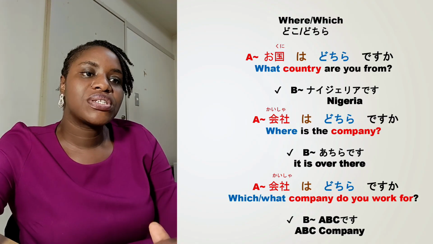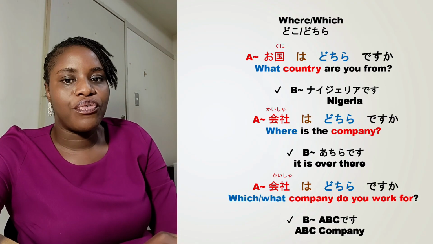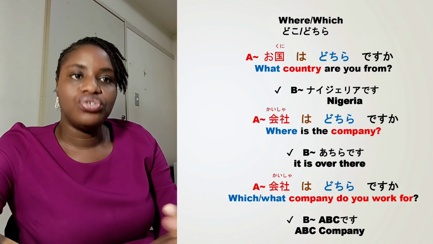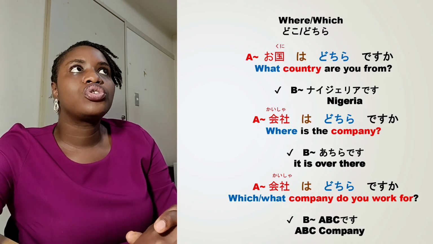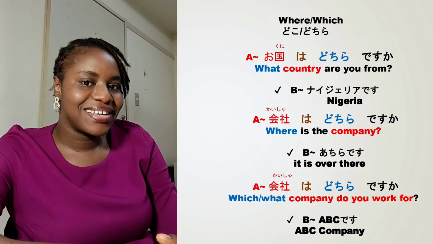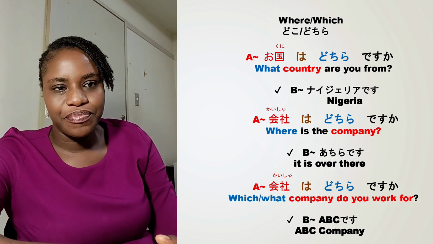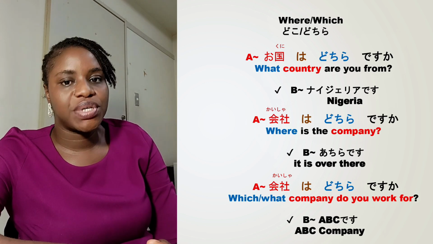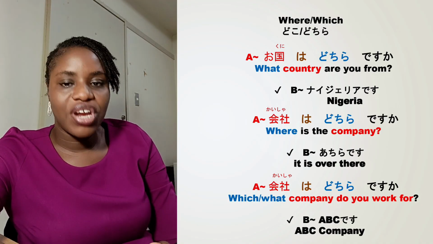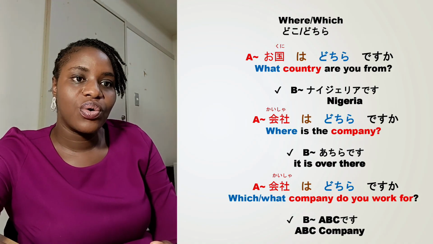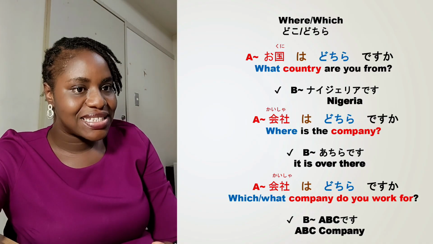Also, when we want to ask what country you come from, or what company you work for, or what school you attend, usually dochira is used. This is because it's going to sound odd to ask "okuni wa nandesuka", but when you want to ask where a person is from, it becomes "okuni wa dochira desu ka?" What country are you from? And my response is "Nigeria desu", from Nigeria.